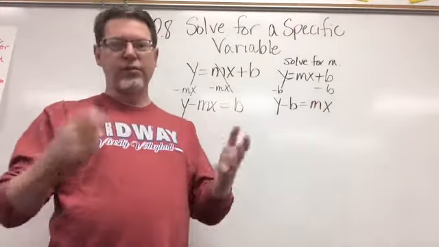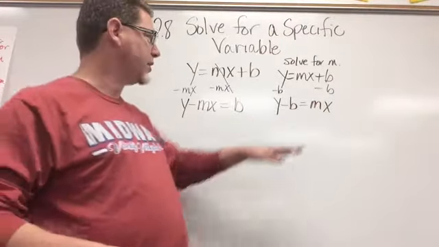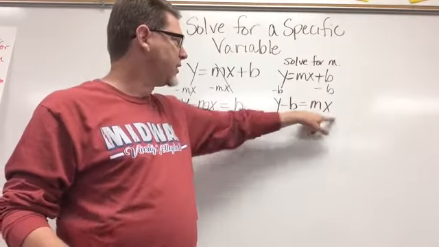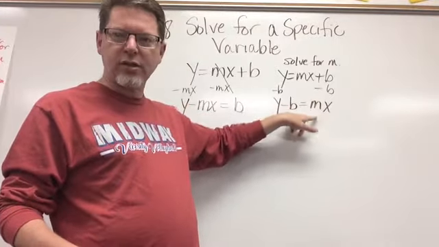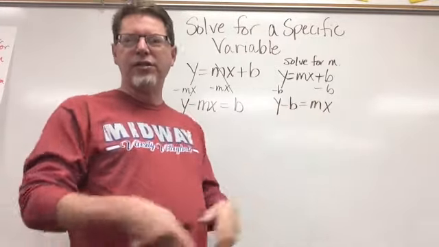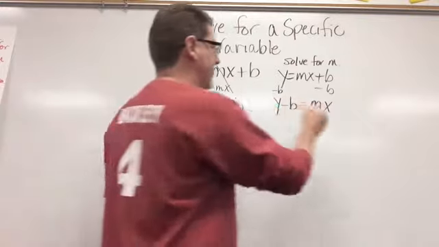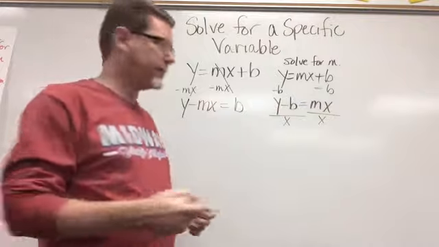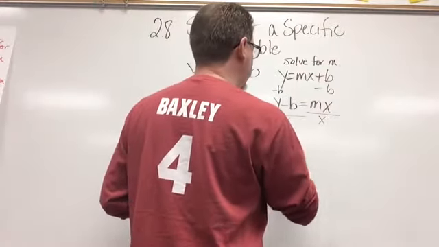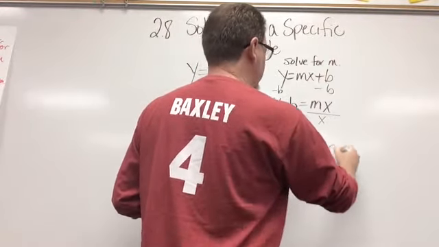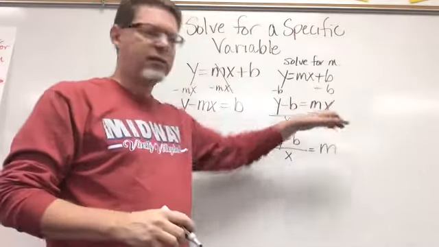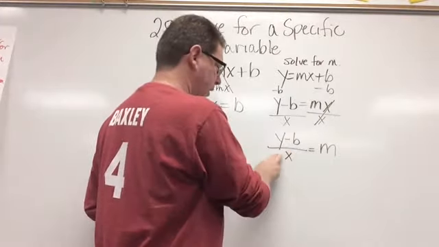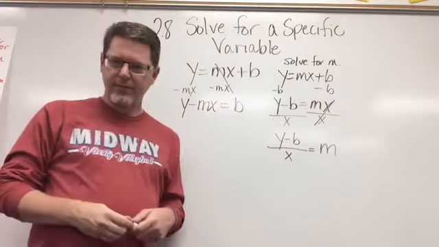Now, I'm just doing my opposite operations like I always do. I've got mx and I need to get m by itself. So this is multiplication, and the opposite of multiplication is division. So I would divide both sides by x. Divide by x, divide by x. And there's my answer. y minus b over x equals m, because those two x's cancel out. So I've solved this equation for m. m equals y minus b over x.